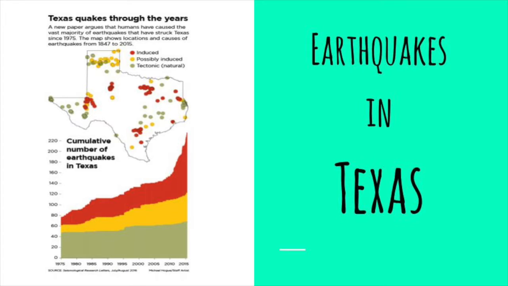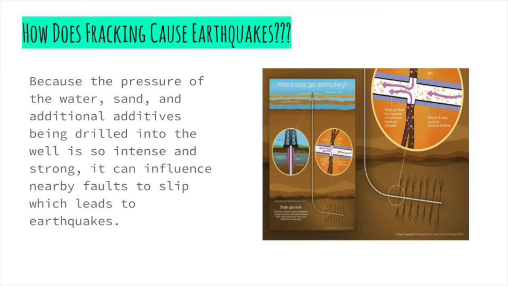Now, time for the big question. How does fracking cause earthquakes? The pressure of the water, sand, and additional additives being drilled into the well is so intense and strong it can influence nearby faults to slip, which leads to earthquakes.